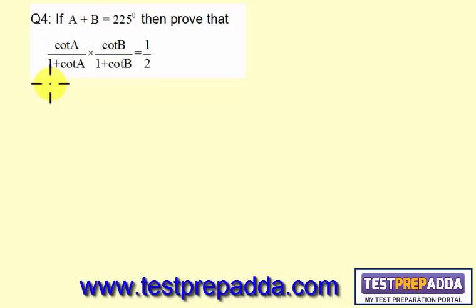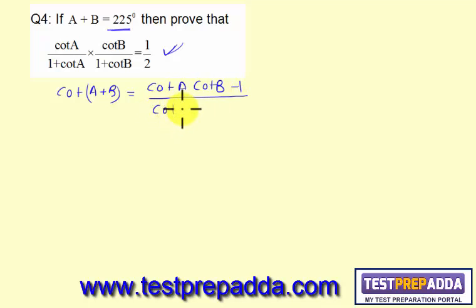Here the question says, if A plus B is equal to 225 degree, then prove that cot A upon 1 plus cot A into cot B upon 1 plus cot B is equal to half. Again, we are aware of cot A plus B, that is cot A into cot B minus 1 upon cot A plus cot B.